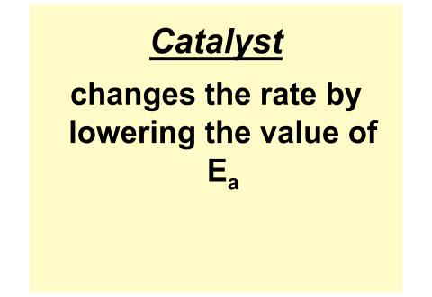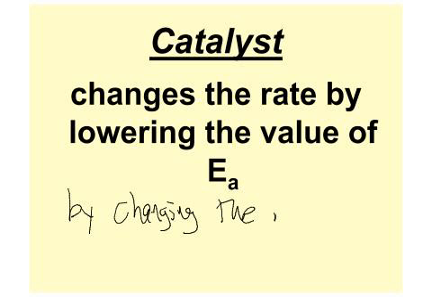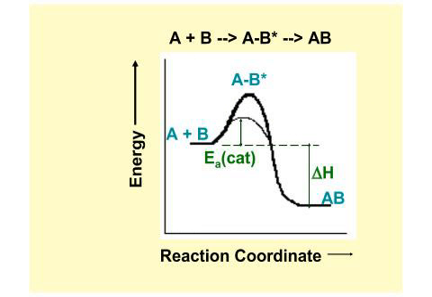A catalyst changes the rate by lowering the value of EA. This is the important part, by changing the mechanism. And those are the mechanisms we've been dealing with before, the rate mechanisms for different things. It lowers the activation energy by changing the mechanism. It takes a new path. So basically what happens is your hill is different down here, and that also means you probably have a new transition state. I guess I should have made that a star, like the other one.